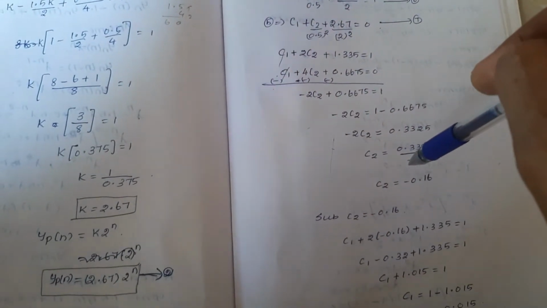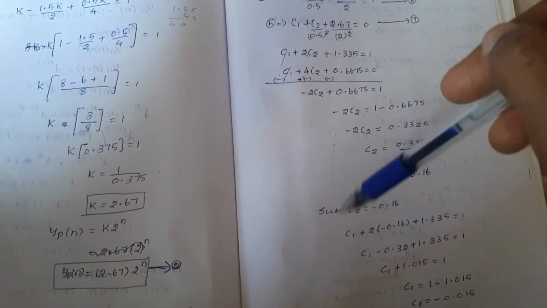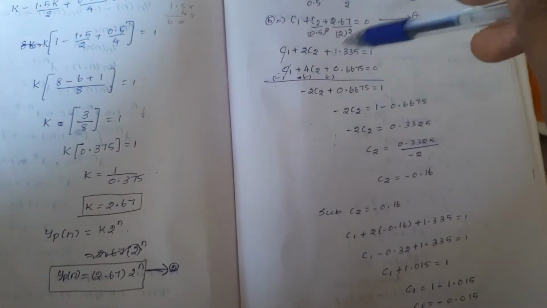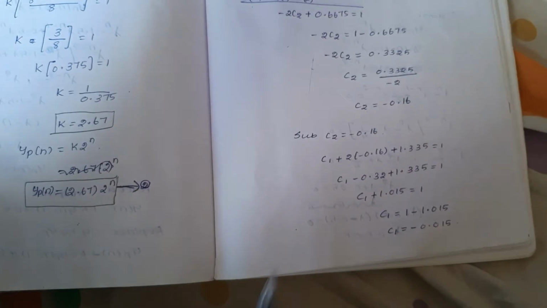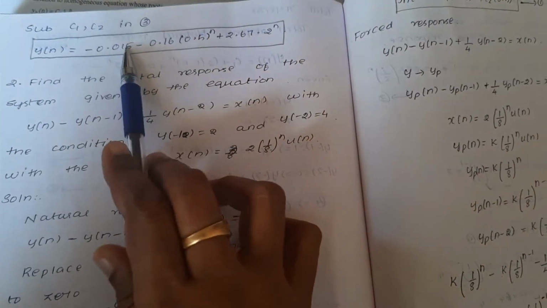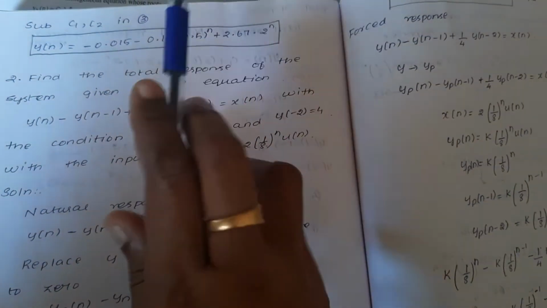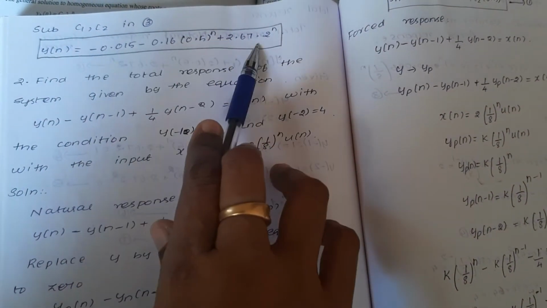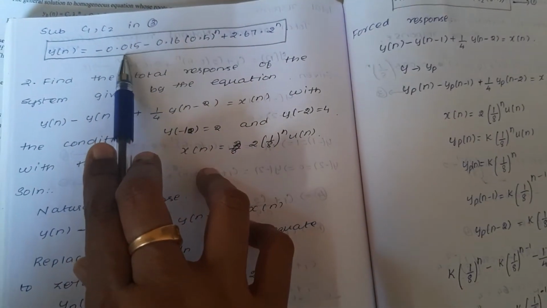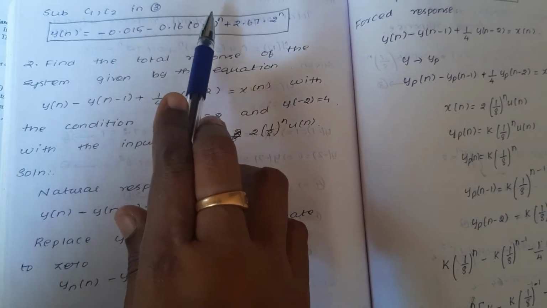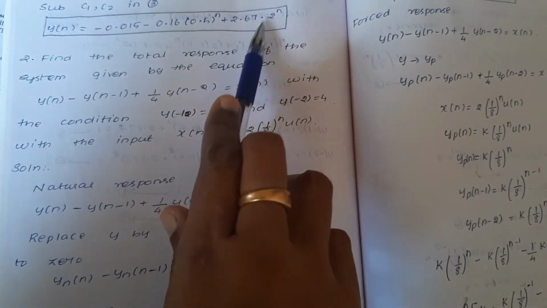If you know the C2 value, you can easily find C1. You have two equations, so substitute the C2 value in any one of the equations and then you can easily find the value of C1. So now we got C1 and C2, and substitute in the total response answer and find the value. So y of n is equal to -0.015 minus 0.16, 0.05 the whole power n, 2.672 power n.